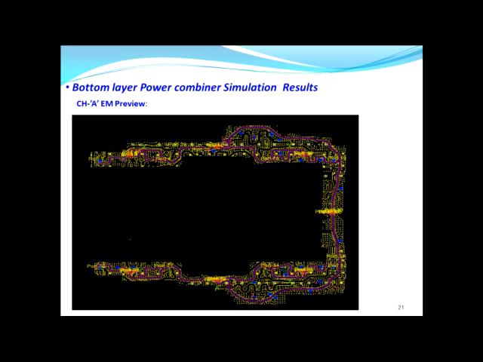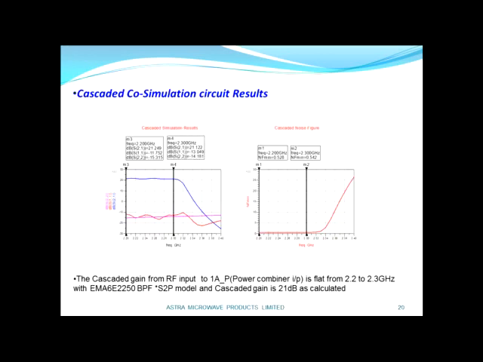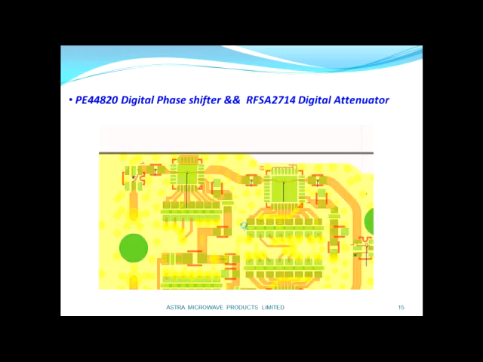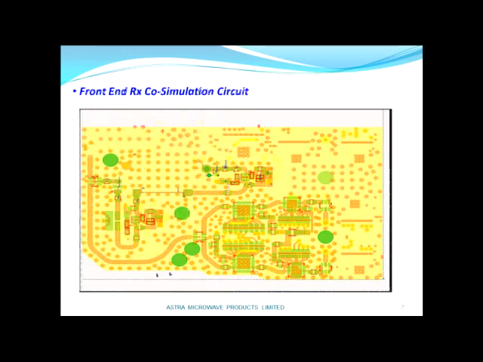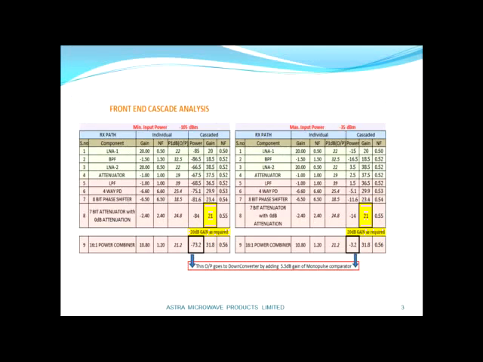Then once I did this, as I mentioned, this is the top layer. On the top layer we are meeting a minimum cascaded gain of 21 dB, and the noise figure is 0.55 dB.